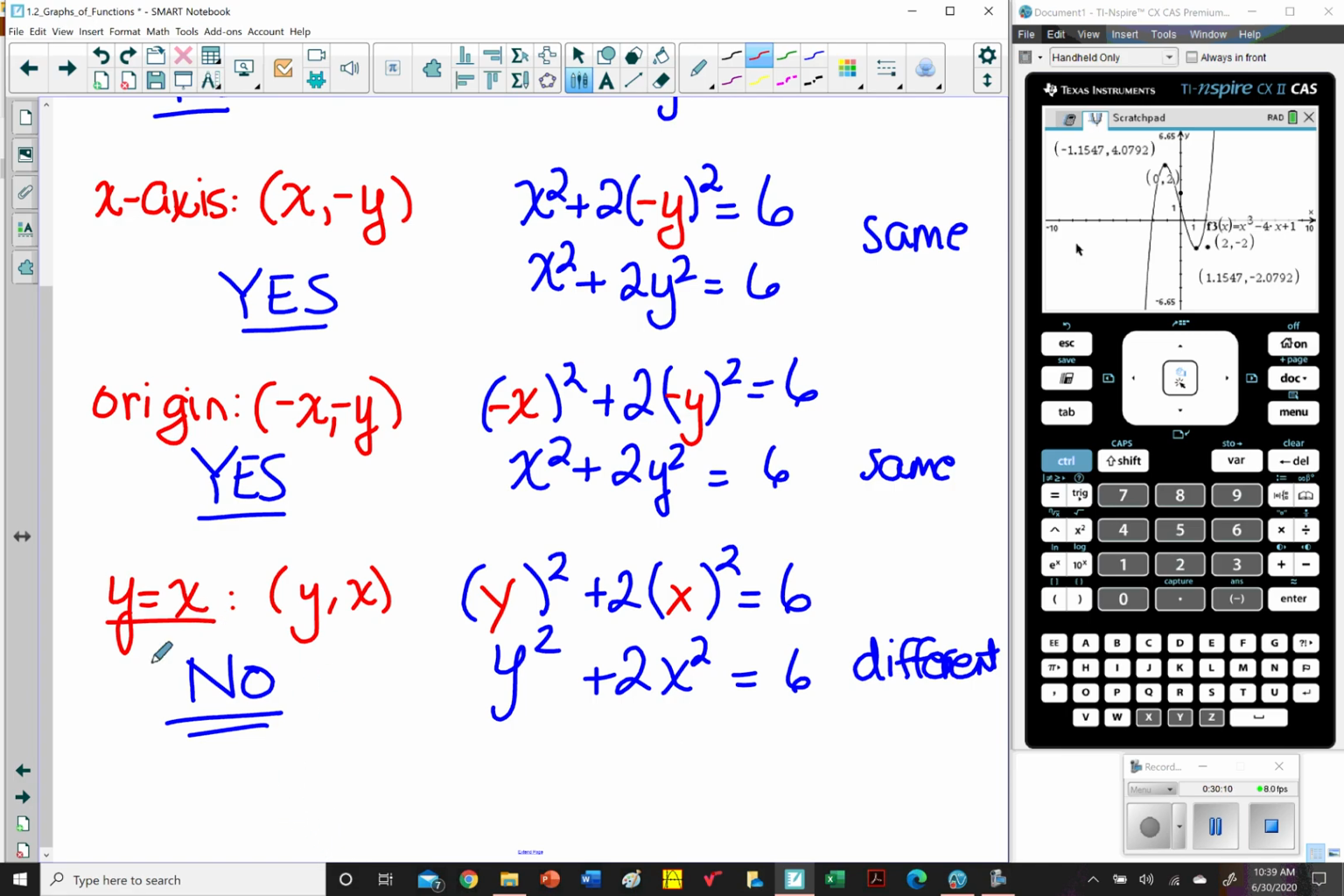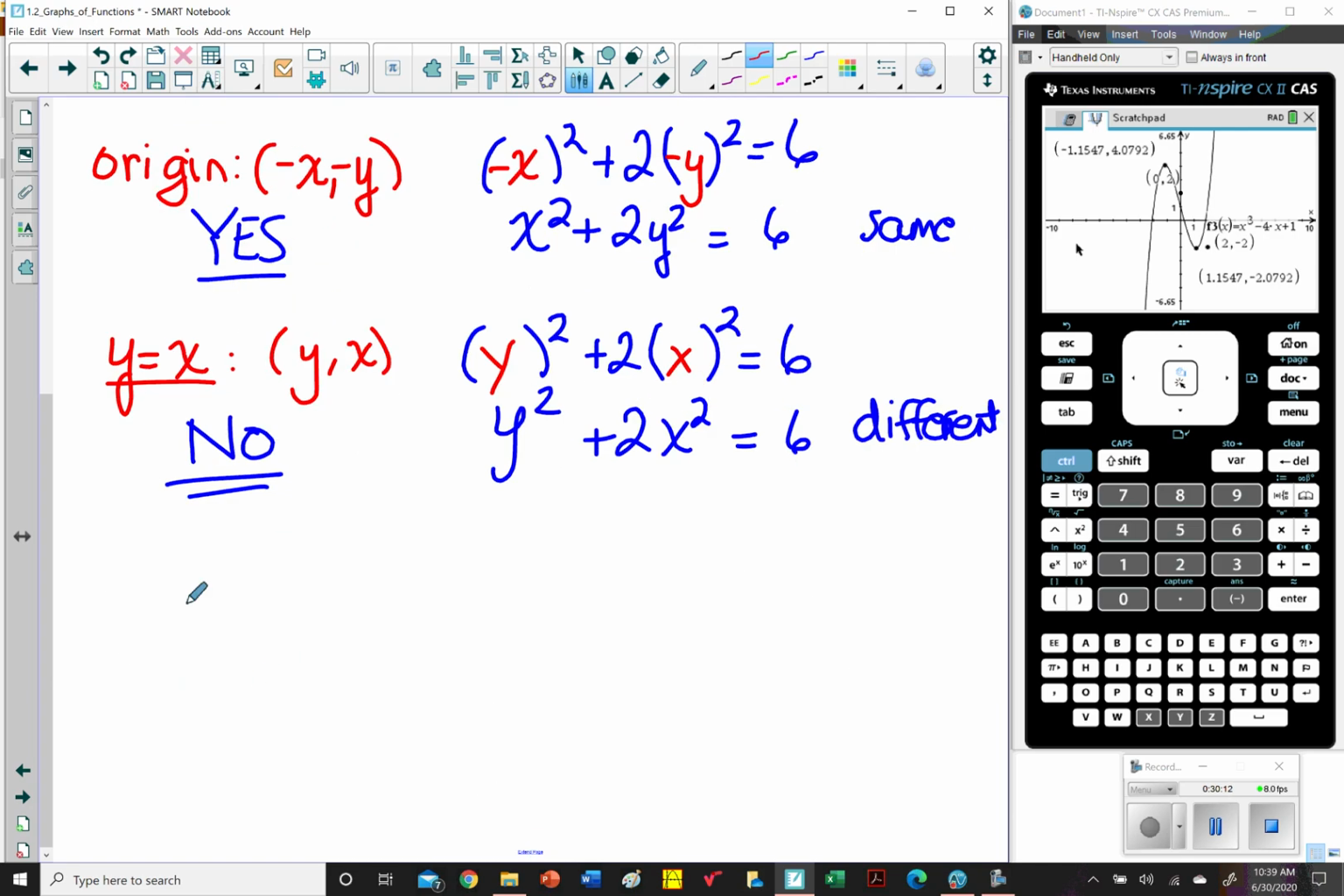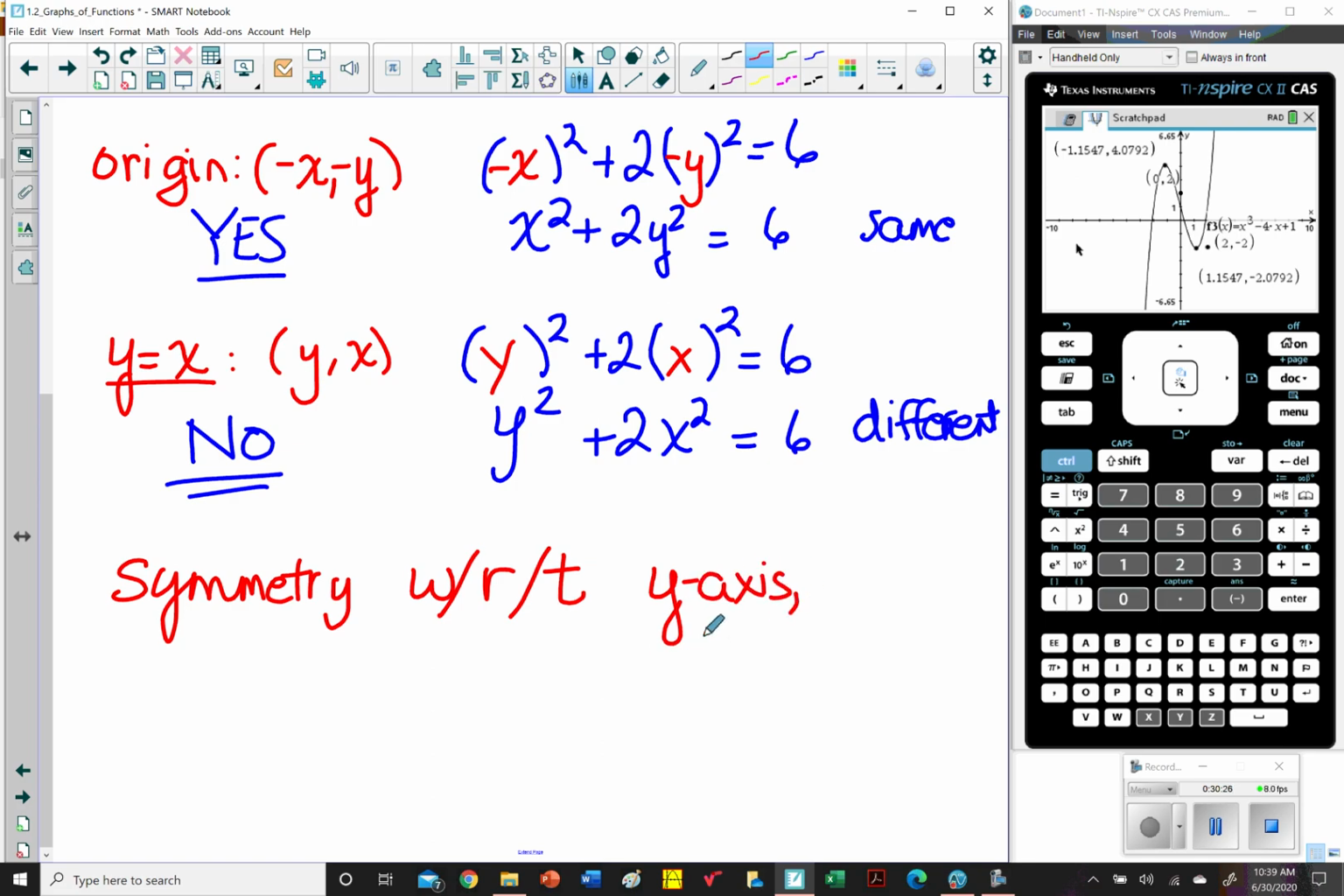But the graph is symmetric with respect to three different things. There's symmetry with respect to the y-axis, the x-axis, and the origin. And if you wanted to solve on your calculator, you would see that this is an elongated ellipse.